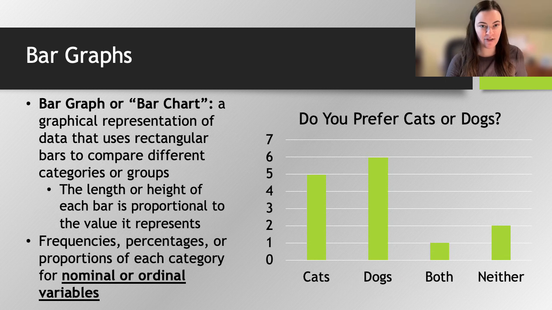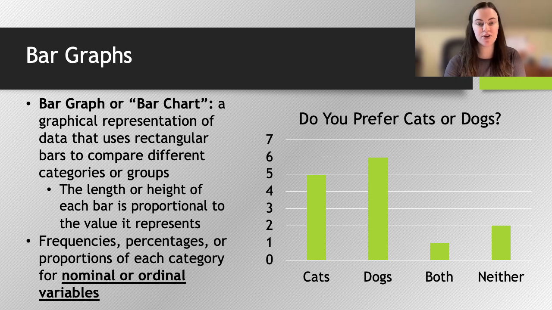The second type of graph I'd like to talk about in a little bit more detail is a bar graph or a bar chart. Now, we briefly touched on this in the context of Chapter 1, but just to reiterate, a bar graph is a graphical representation of data that uses rectangular bars to compare different groups or categories, and the length of those bars is proportional to the value that it represents.